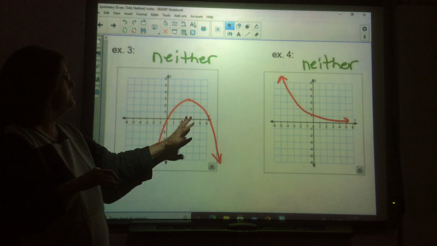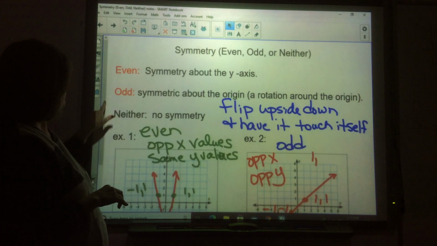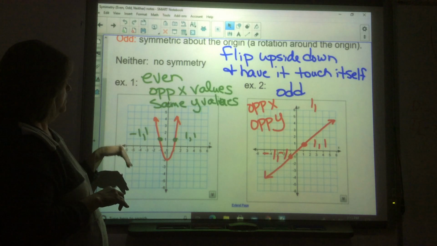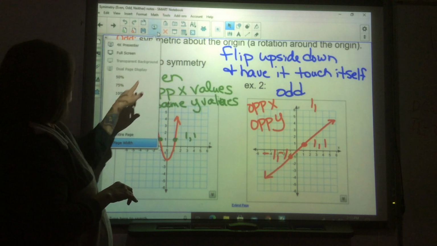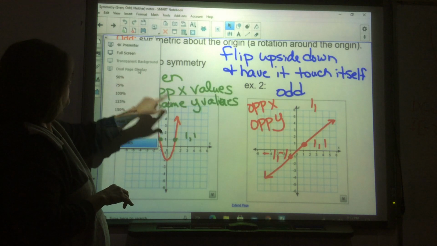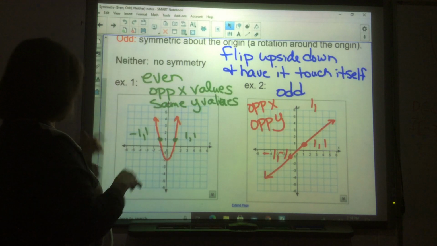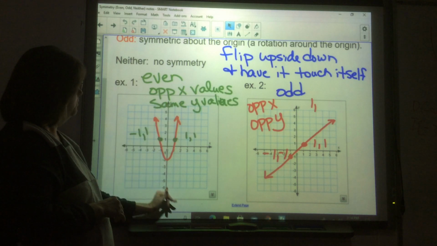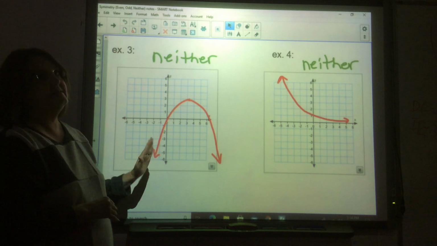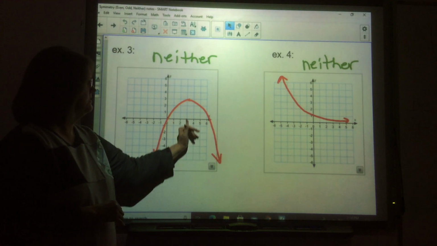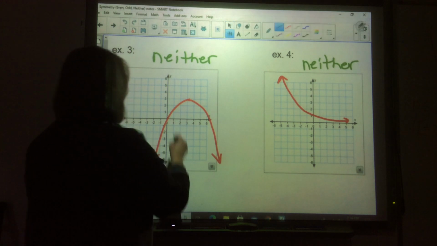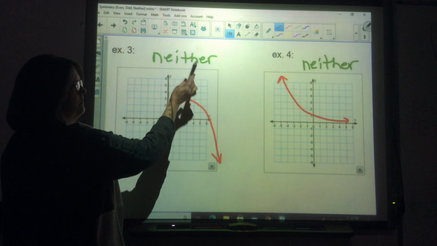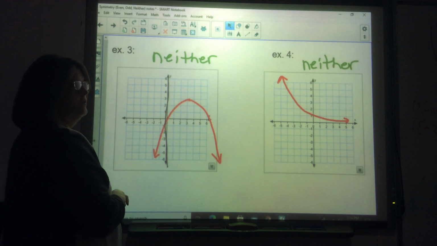Okay, let's look at this one. This one looks just like that first graph, except this graph is turned upward, that one's turned down. This one has symmetry, but it's not on y. Its symmetry is right here. So if I were to fold this graph on y, it will not touch itself. So we say neither. So you can't always go by the way that it looks.